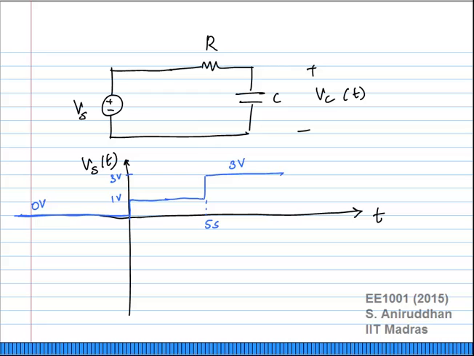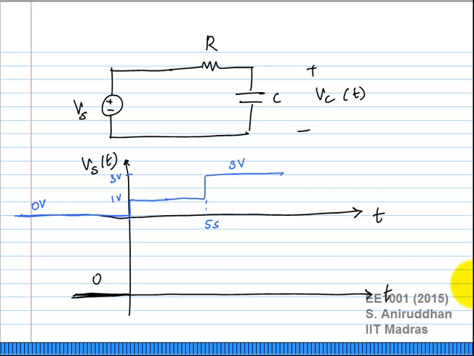Anybody else? What will happen at T equal to 0? VS will be 1 volt. So we get an initial flow. So what will be the profile of VC of T? As Srikant pointed out, VC of T for T less than 0 will be 0. What will happen at 0 plus? It will start rising exponentially. Right. So the solution for the system, VC of 0, the initial condition across the capacitor, is 0.